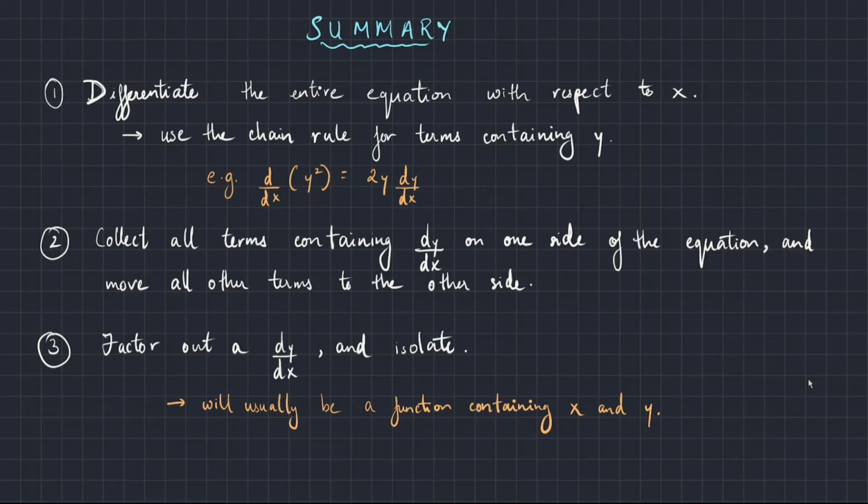To summarize implicit differentiation, we first differentiate the entire equation with respect to x. Whenever there are terms containing y, we use the chain rule. For example, the derivative of y² is 2y dy/dx. If a term only contains x, then we don't need to attach a dy/dx to it. The next step is to collect all the terms containing dy/dx on one side of the equation and move all the other terms to the other side. Finally, we factor out a dy/dx and isolate. This dy/dx will usually be a function containing both x as well as y.